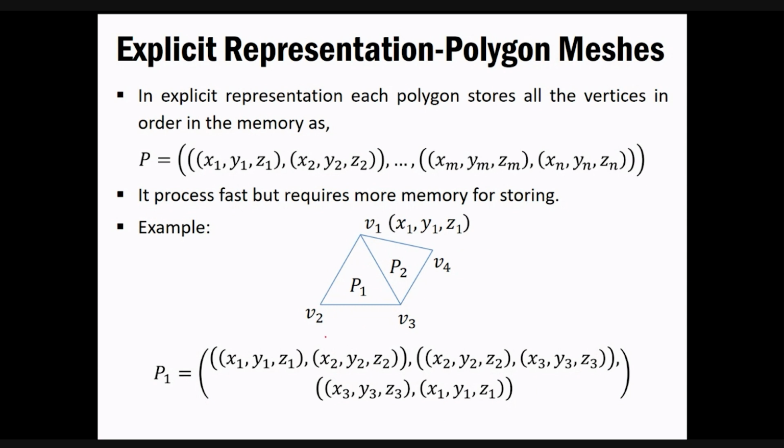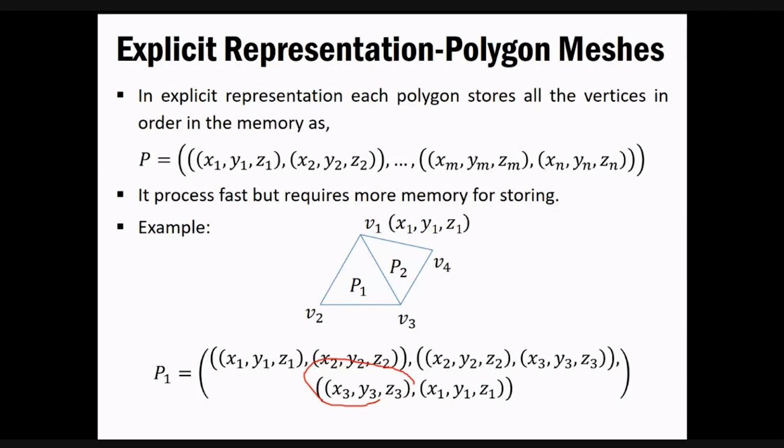Similarly, from x2, y2, z2 it goes to x3, y3, z3. One more piece of information is required to finish this polygon or surface in your figure, that is one edge from v3 to v1. Similarly it will store its coordinate information, that is x3, y3, z3 and x1, y1, z1. This is how it will store it.